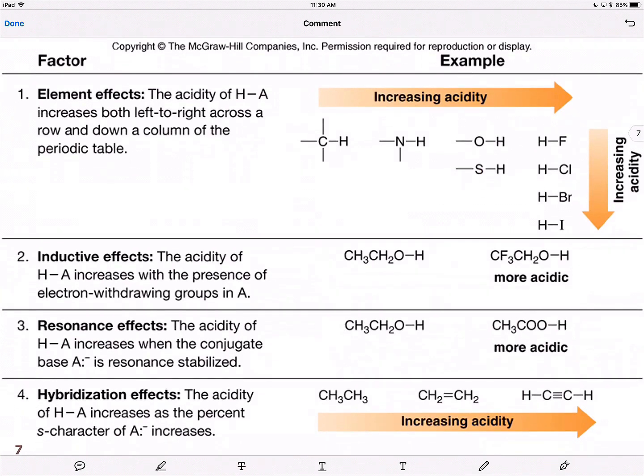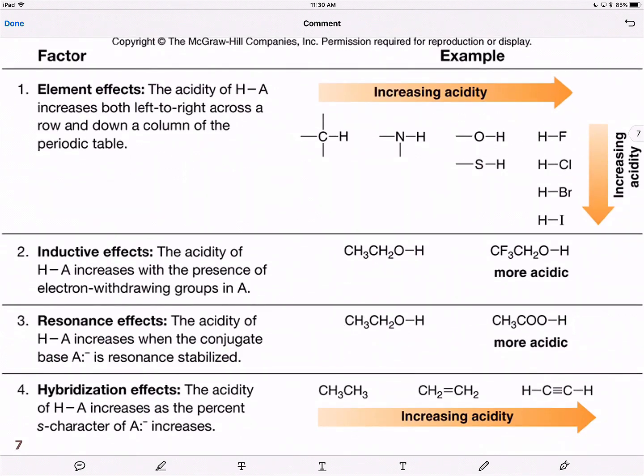So we go on to this table. We'll talk about it and then we are going to go into a series of slides. I don't think that much today, but Monday we'll be working out problems, applying this single table, and you'll have many problems. So the first one is the element effect, where we look across a period and down a group. We have hydrogens connected to carbon, nitrogen, oxygen, and fluorine. Acidity goes left to right. What's the reason?